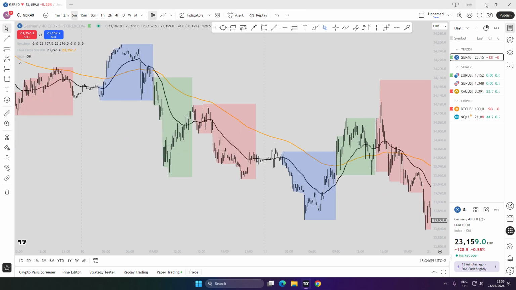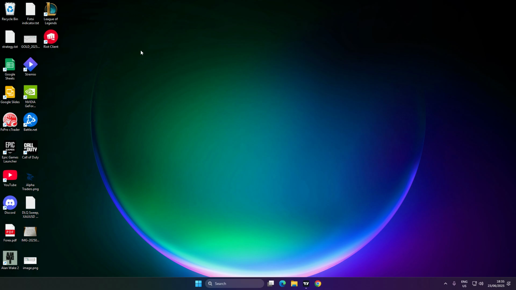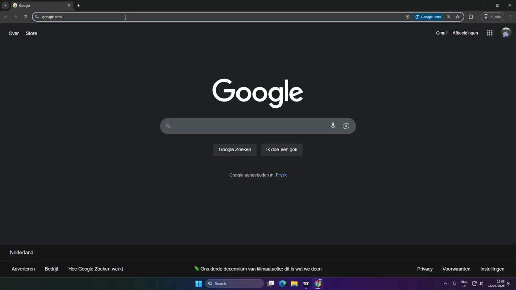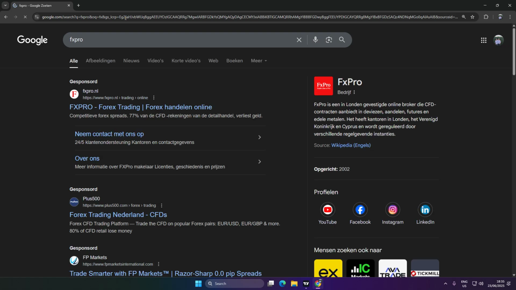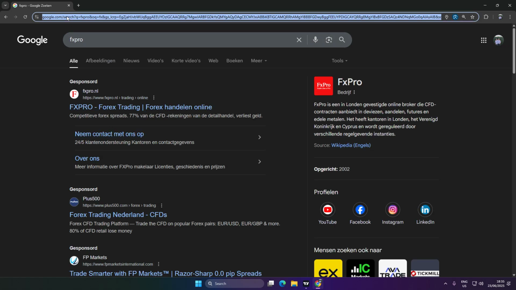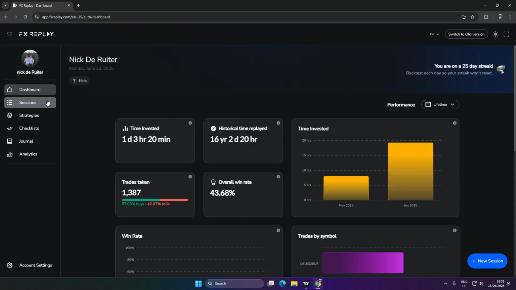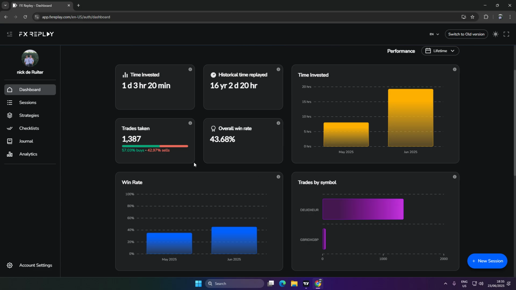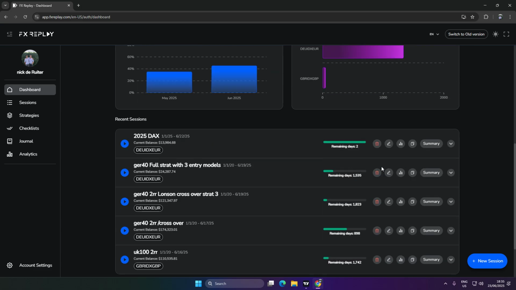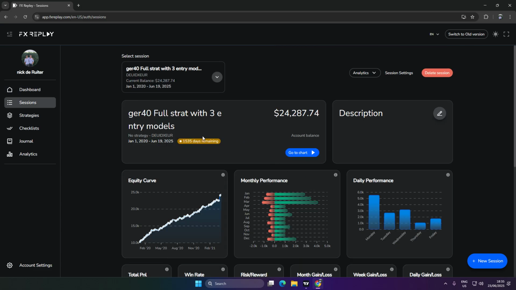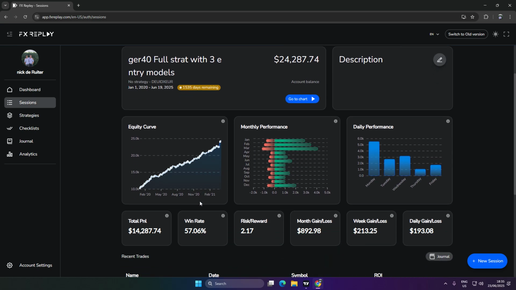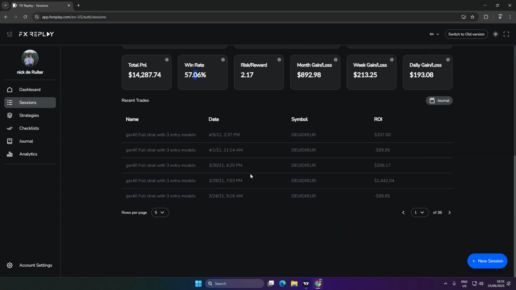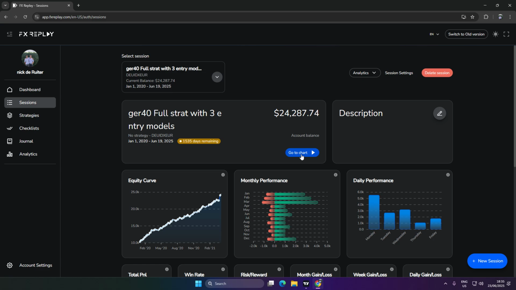But now I will backtest it on FX Replay, because what's actually nice about the strategy is that the entry models, you never have multiple entry models at the same time. So if we look at this, this is the win rate. In 1 year it had like 107% net gain, I think.